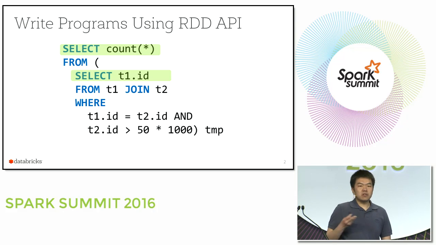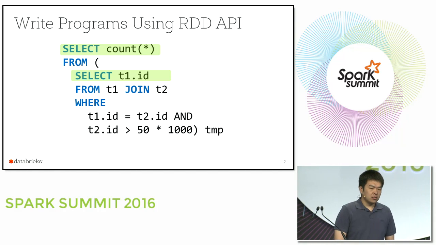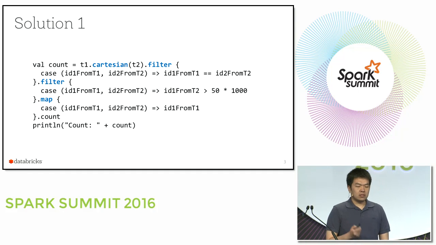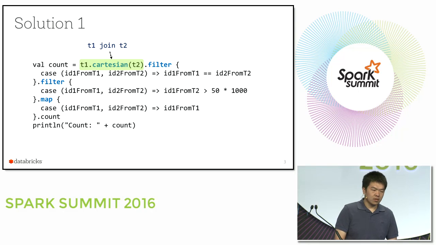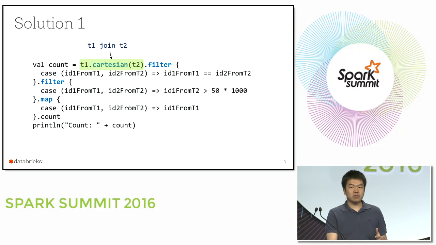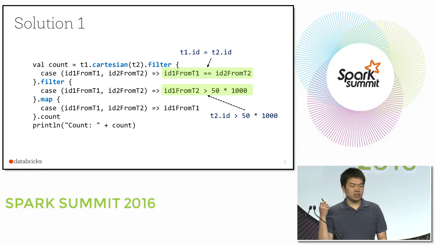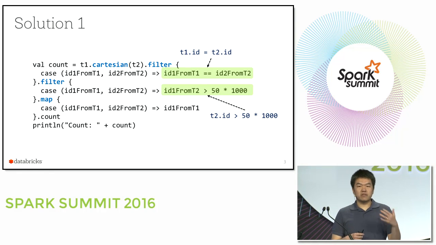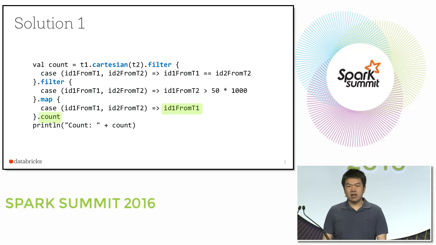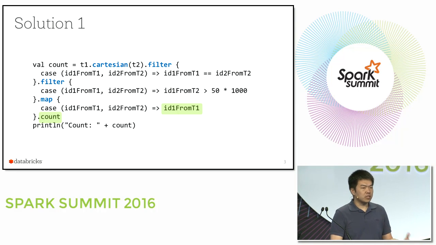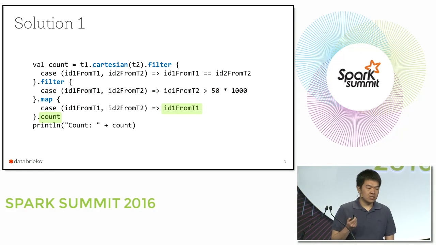So let's look at two versions of code using the RDD API. For the first version, I use a Cartesian function to calculate the join. Basically, the Cartesian will generate the Cartesian product using rows from both T1 and T2. After the Cartesian, I apply the filters using two filter functions. And finally, I select the value of ID from T1 and calculate the count. OK, this is the first version.